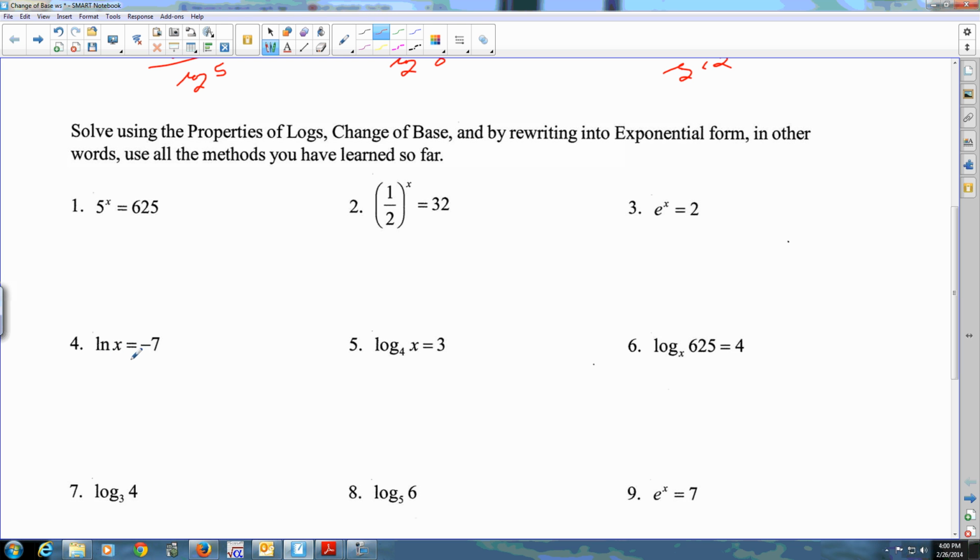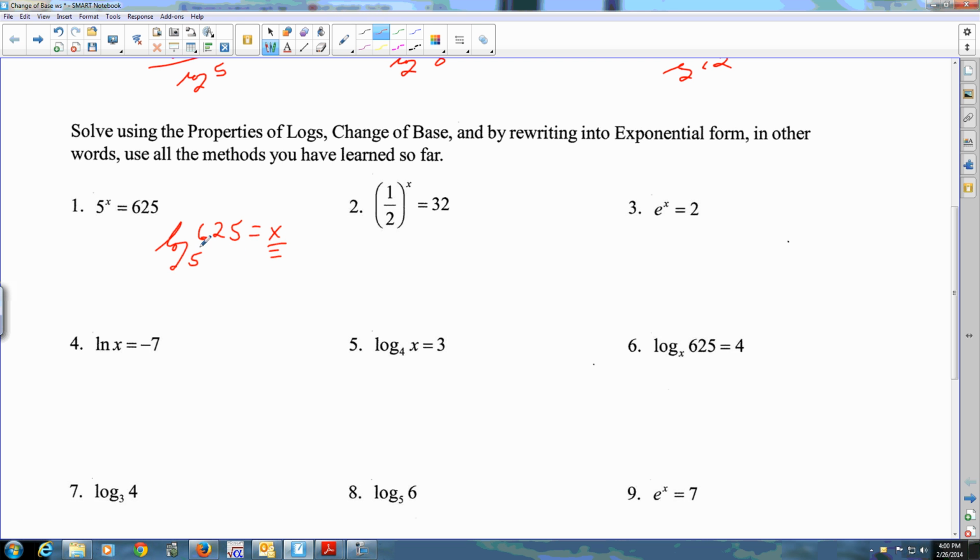See how this has a logarithm? This doesn't have a logarithm. This is exponential form. When in doubt, the first thing you guys should do is translate them. Write it in logarithmic form. Log base 5 of 625 is x. Boom, there it is. You're done. You solved for x.